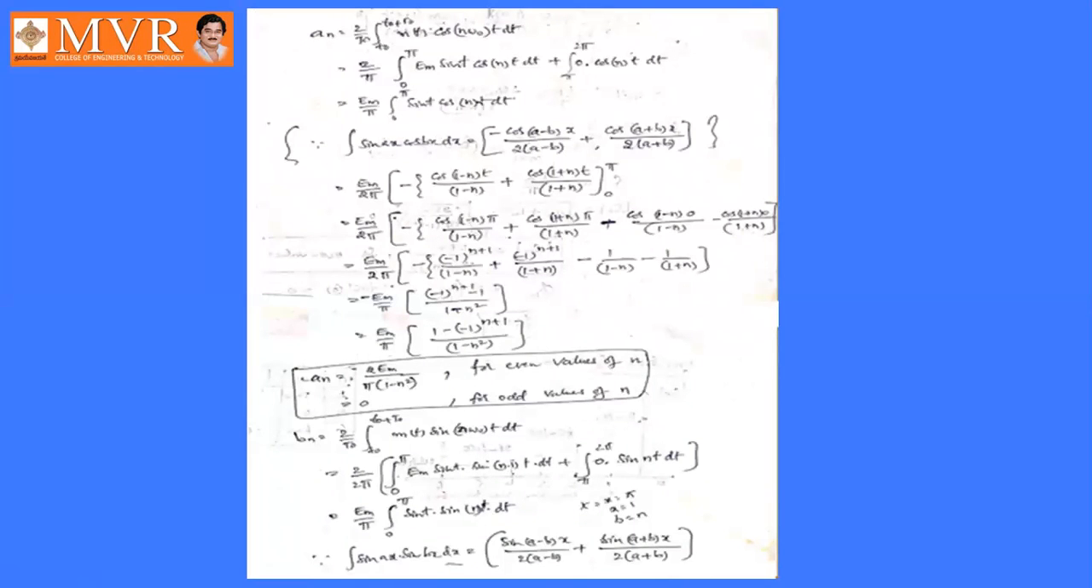Next, coming to the an value. How to find out an? an equal to 2 by T naught integral T naught to T naught plus T naught m of t cos n omega naught t dt. So 2 by 2 pi, 0 to pi Em sin t into cos n t dt plus pi to 2 pi, the value is 0. So it will become Em by pi integral 0 to pi sin t into cos n t dt. It is in the form of integral sin ax cos bx dx. The formula is minus cos (a minus b) x by 2(a minus b) plus cos (a plus b) x by 2(a plus b).